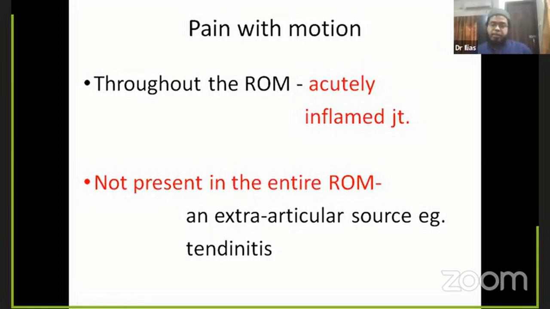So if the patient is having pain throughout the whole range of motion, that could be due to synovitis. But whenever the patient has pain at some specific point of the range of motion, we will think of tendinitis.